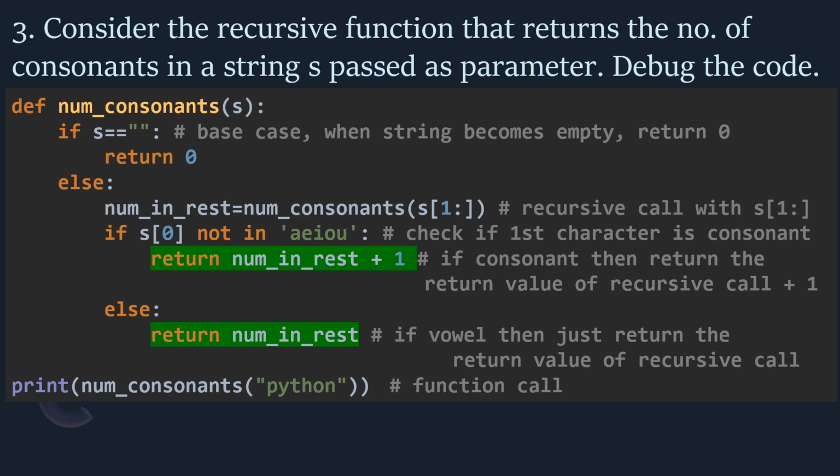Okay, that's it. Now we have to just call this function num_consonants, and here I have passed the string as Python, and it is called within a print statement so that it will display the output. Now, once you run the program, you'll get the output as 5. There are 5 consonant letters in the string Python. Now we'll check the code and we'll trace it.